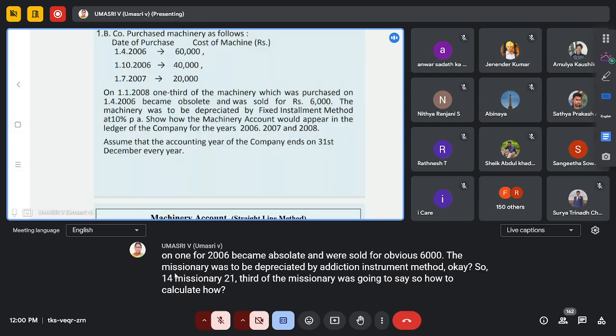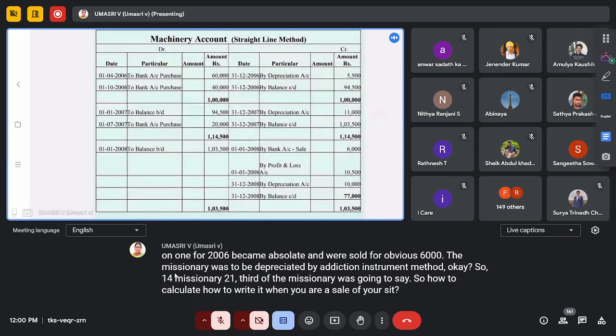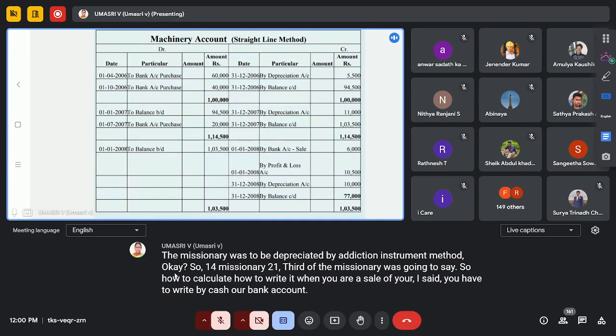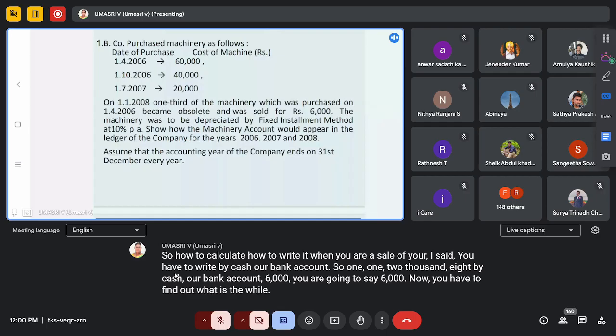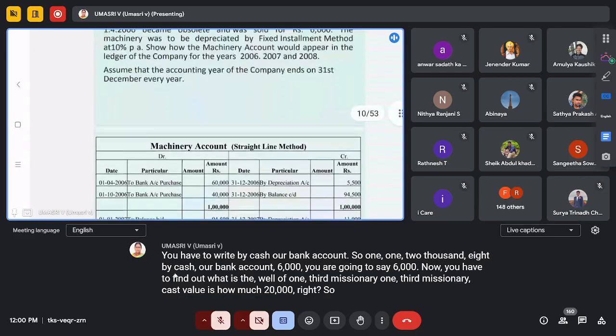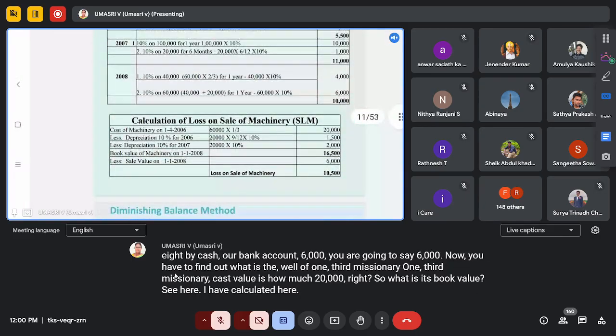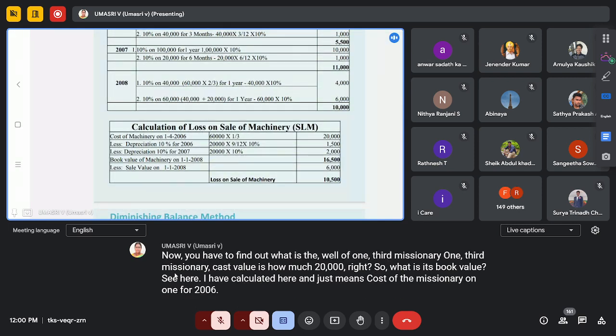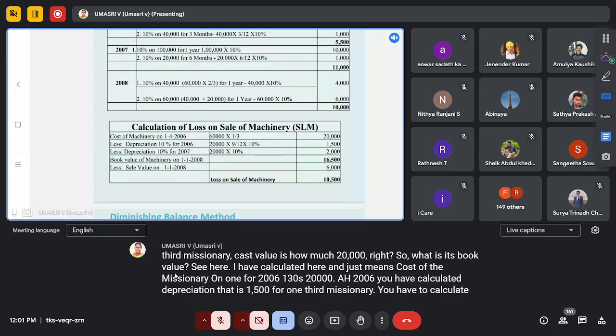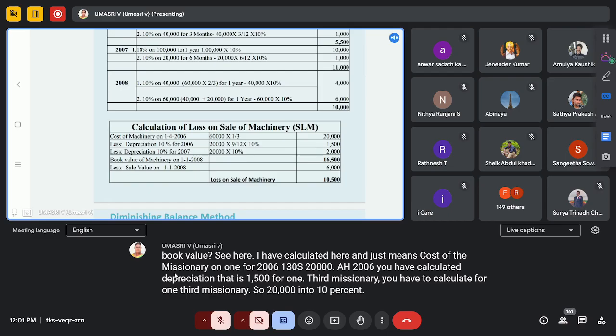So how do you calculate and write it? When you sell an asset, you have to write it by cash or bank account. So on 1/1/2008, by cash or bank account 6,000. You are going to sell for 6,000. Now you have to find out what is the book value of the 1/3 machinery. The 1/3 machinery cost value is how much? 20,000, right? So what is its book value? See here, I have calculated it in the adjustments. Cost of the machinery on 1/4/2006, 1/3 is 20,000. In 2006, the depreciation is 1,500 for the 1/3 machinery. So 20,000 into 10% into 9/12.